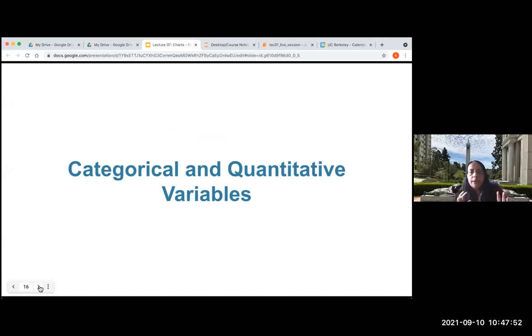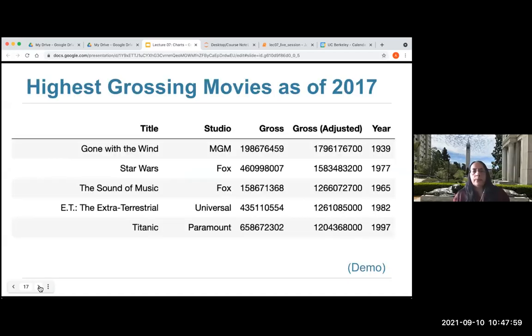Okay, so we will now move to looking at the relation between a categorical variable and a quantitative variable, because there are many data sets which contain both, and that's the next one we're going to look at. So this data set has some of the highest grossing movies.